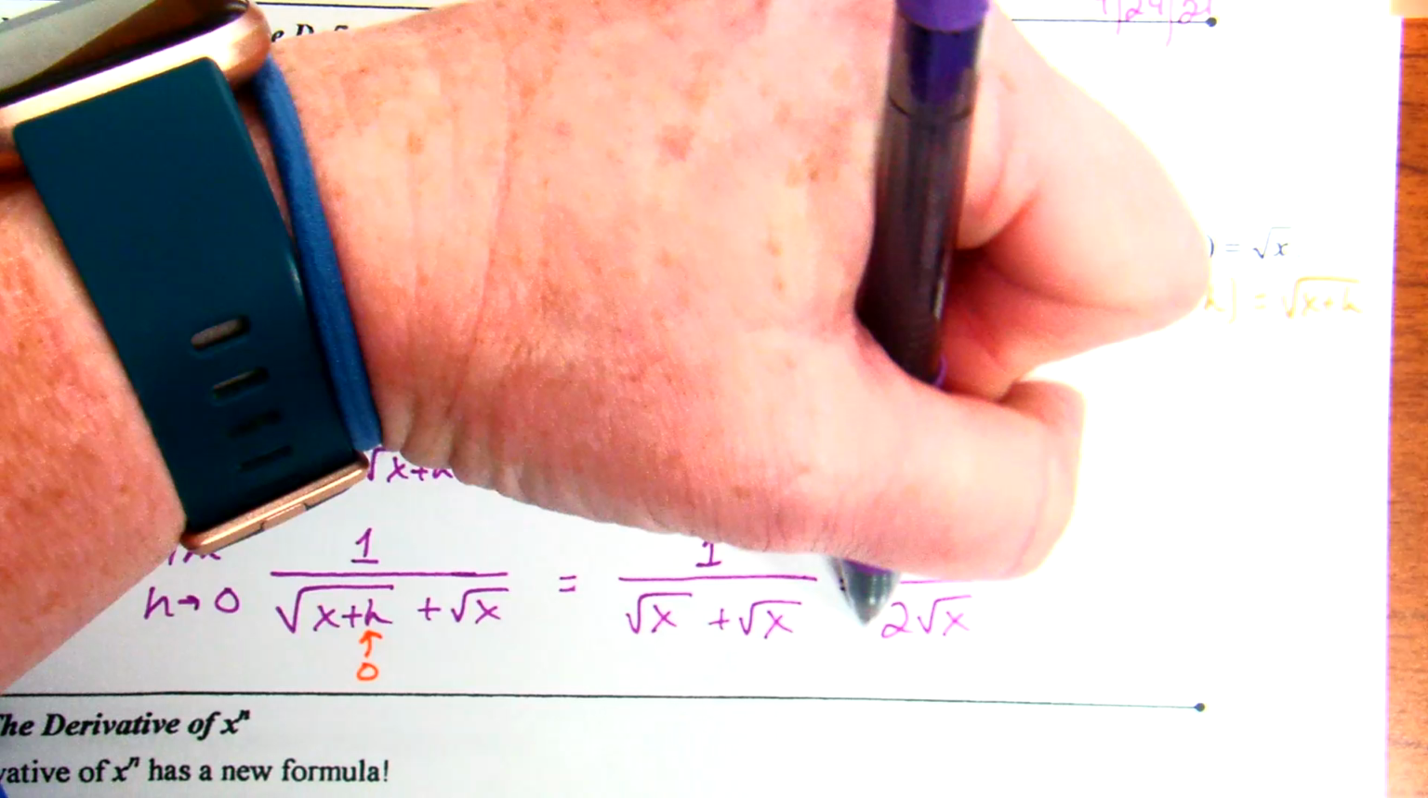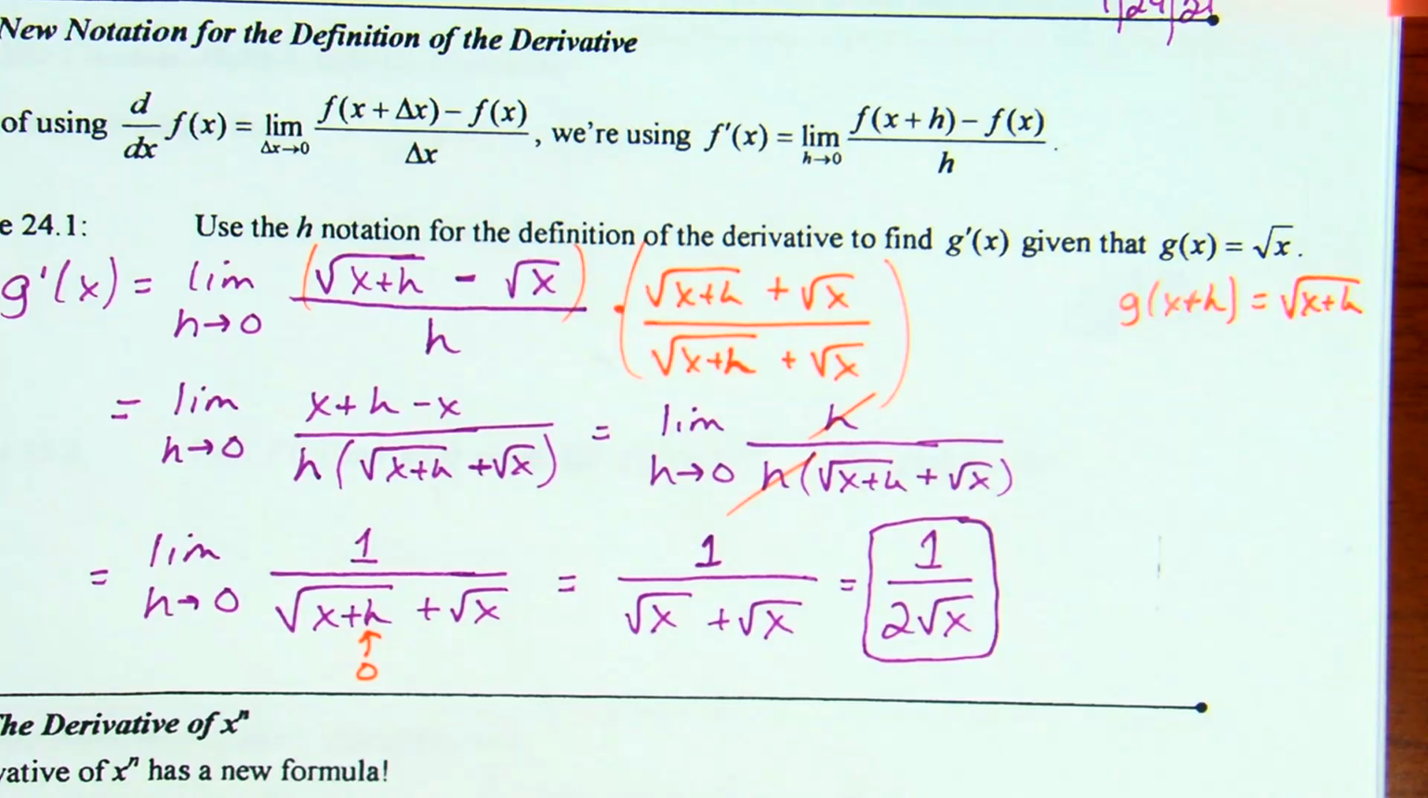And I actually leave it as this answer. Huh? I do not rationalize. Sometimes I do, sometimes I don't. The book sometimes does, sometimes doesn't. There's a pass, okay?